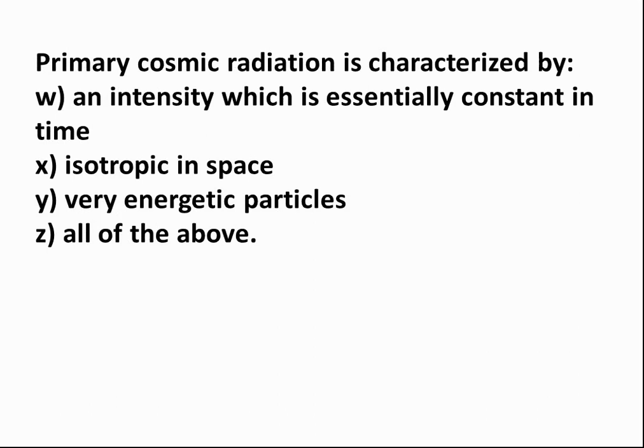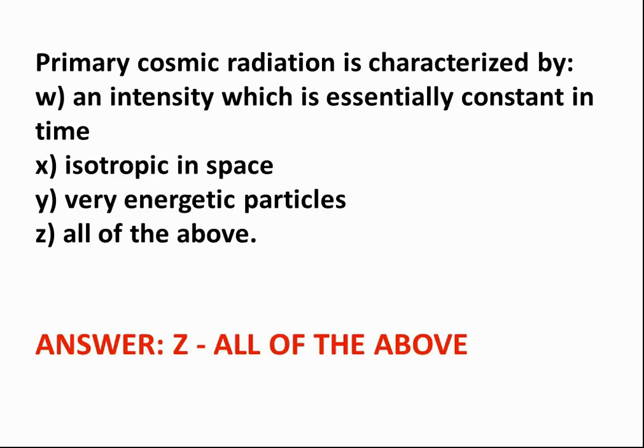Primary cosmic radiation is characterized by W, an intensity which is essentially constant in time. X, isotropic in space. Y, very energetic particles. Z, all of the above. Answer, Z, all of the above.